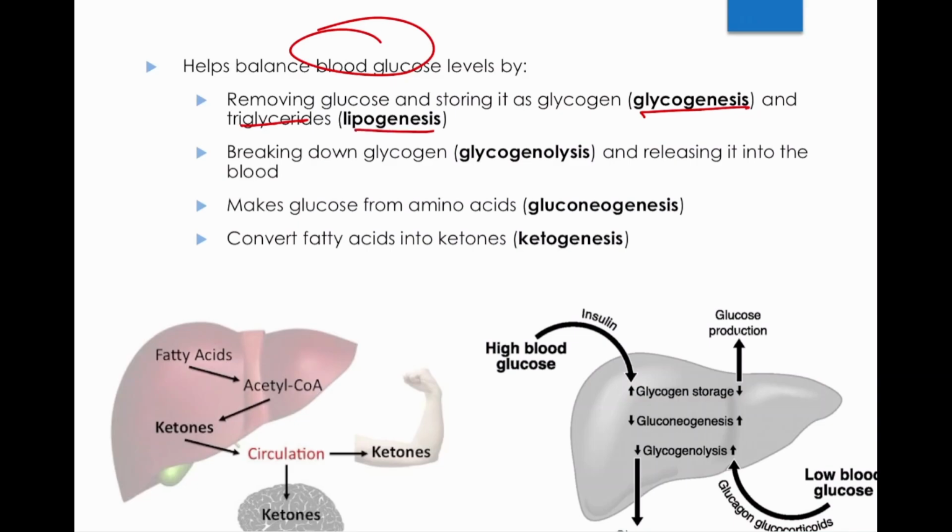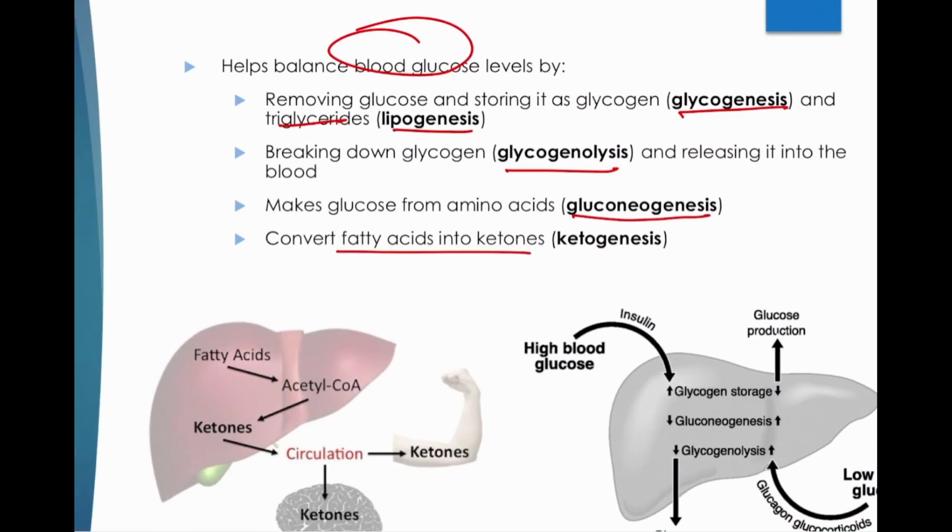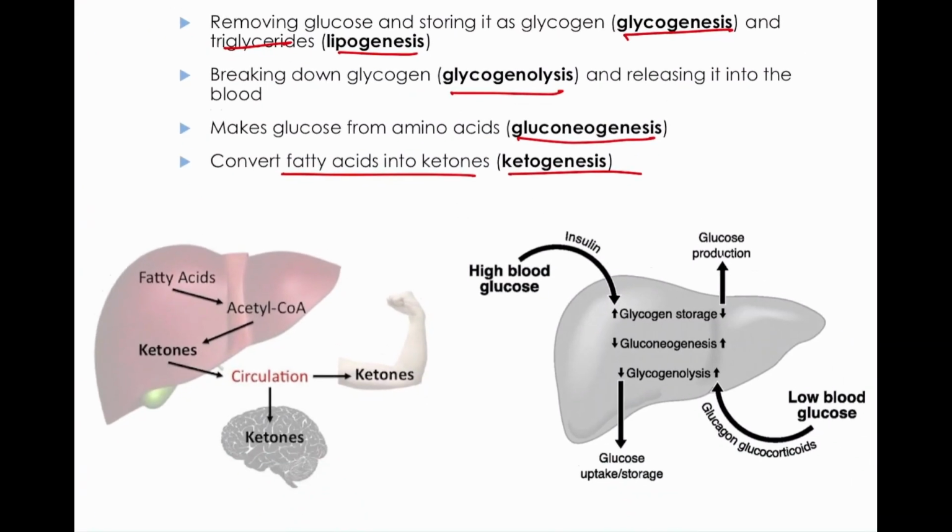This is why when you eat too many carbohydrates, your body is going to store it as fat. Excess carbohydrates we store as fat. Breaking down glycogen, glycogenolysis, puts all that glucose into the bloodstream. Making glucose from amino acids is gluconeogenesis, and turning fatty acids into ketones, that's ketogenesis. So all these words.